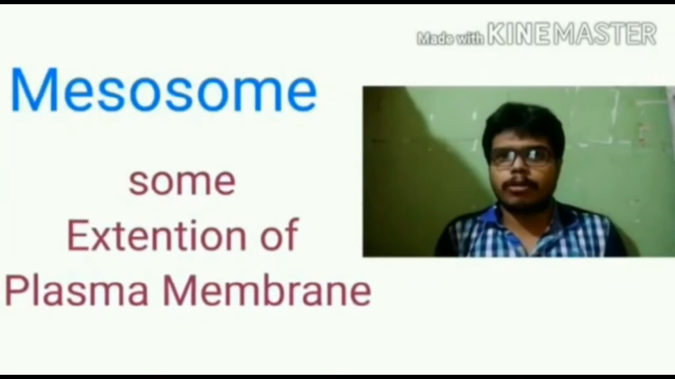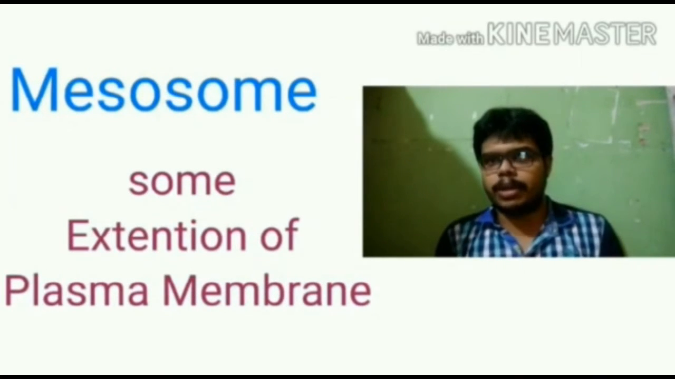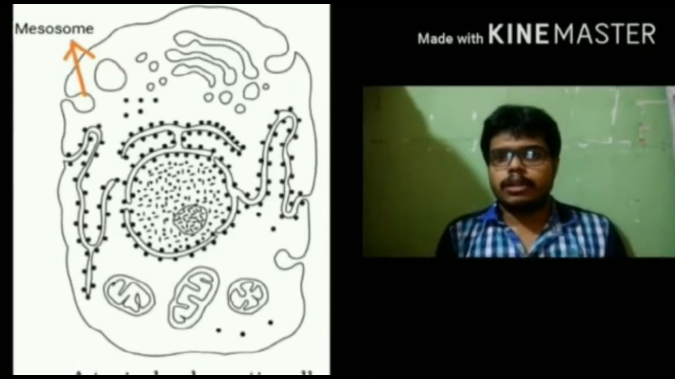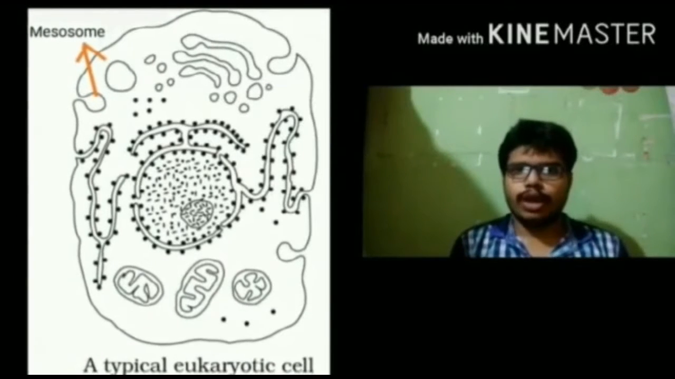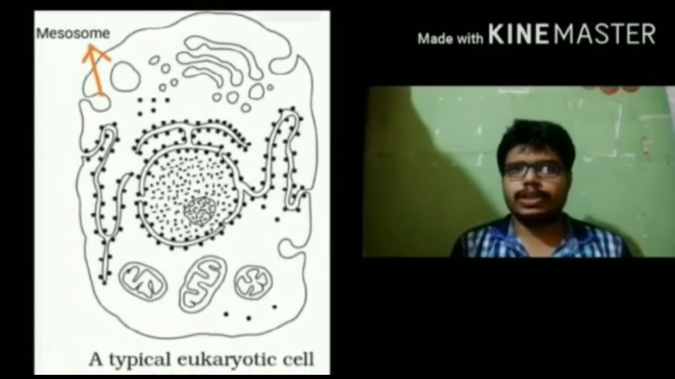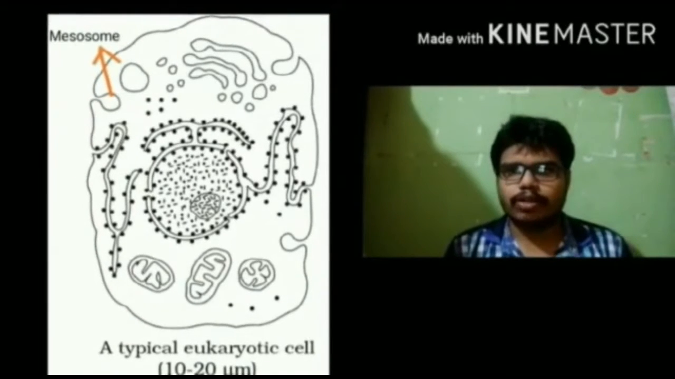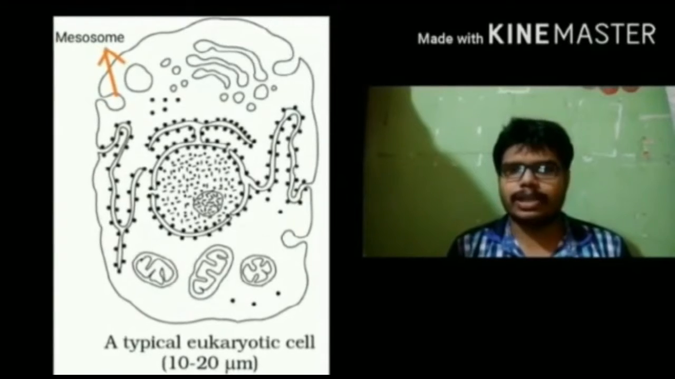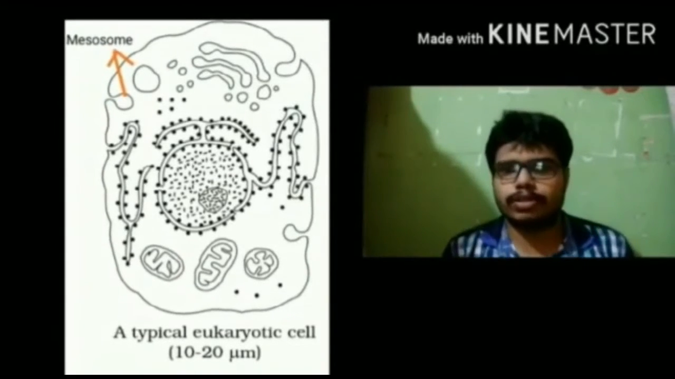Then we will discuss the mesosome. Mesosomes are extensions of the plasma membrane. You can look at this photograph. If we look at this diagram, then mesosomes are extensions of plasma membrane. You can see that here, the plasma membrane has some extensions. It forms groups. These groups are mesosomes.